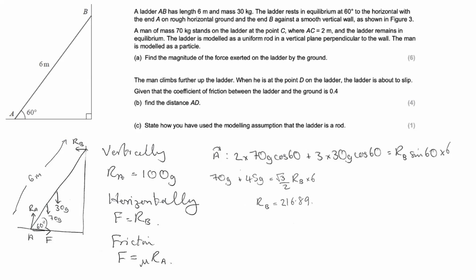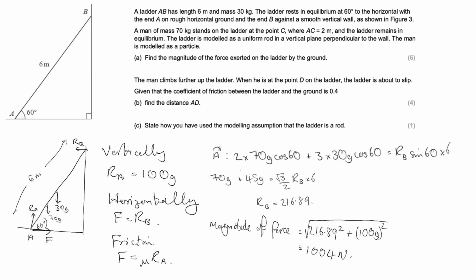So that's really important, that is. Even though I worked out RB, I've really worked out F as well. And then all I did, to find the magnitude, was a Pythagoras calculation with RB, which was really F, and RA, which is 100G, and it came to that.